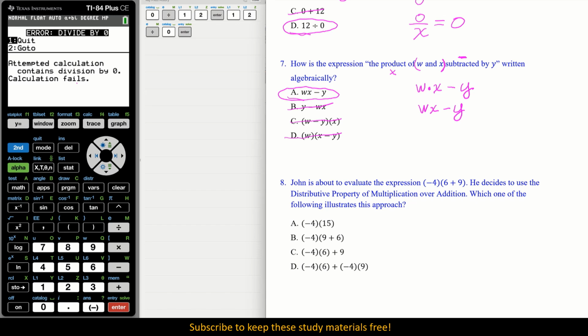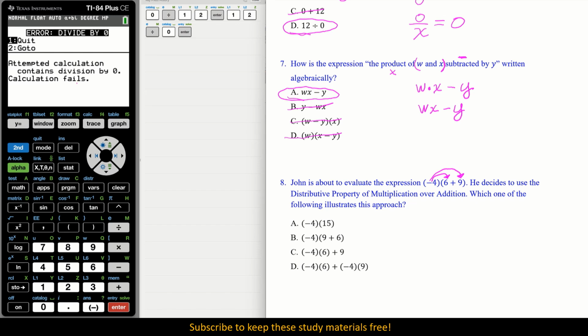John is about to evaluate the expression -4 times 6 plus 9. He decides to use the distributive property of multiplication over addition. Okay, which one of the following illustrates this approach? Okay, what does that mean? It means that we are going to multiply in -4 to each of the values inside the parentheses. Okay, so we're going to take -4 multiplied into 6, and then we're going to multiply it into 9.